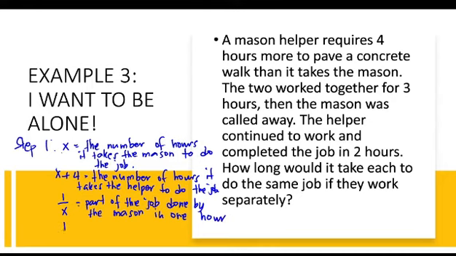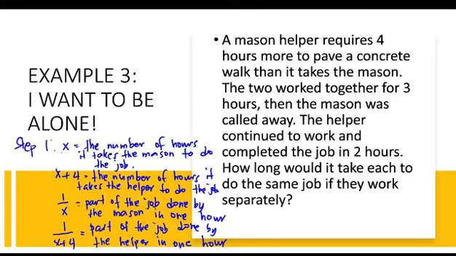Tapos, 1 over x plus 4 naman, yung part of the job done by the helper naman ito in 1 hour. So from here, the helper continued to work and completed the job in 2 hours. So how long would it take each to do the same job if they work separately?